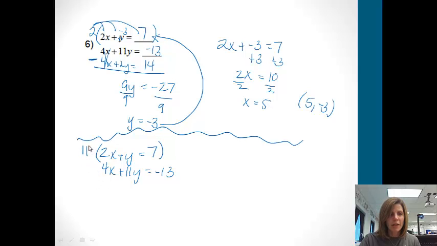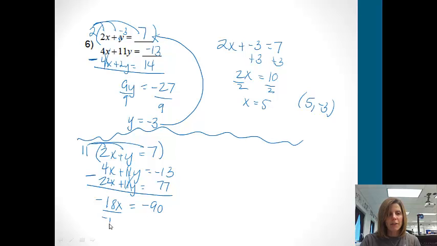And that would have given me, distributing that to all three parts of course, 22x plus 11y is equal to 77. And then I just need to again decide, should I add or subtract? Well, 11y plus 11y would not eliminate, but 11y minus 11y does. So 4x minus 22x is negative 18x. The y's are gone. Negative 13 minus 77 would be negative 90. And then if I divide both sides by negative 18, I would get x equals 5. So notice I got the same answer, x equals 5, for both of them. It doesn't matter. So you get to pick which one you want to eliminate.